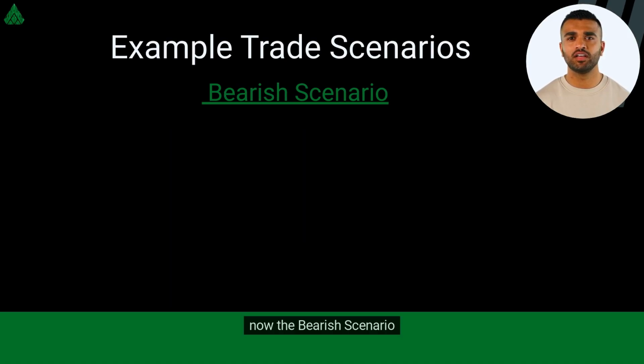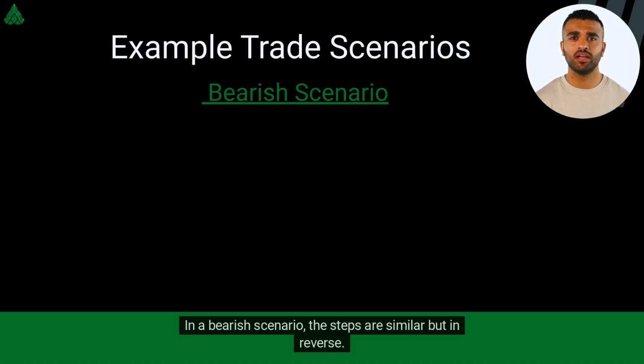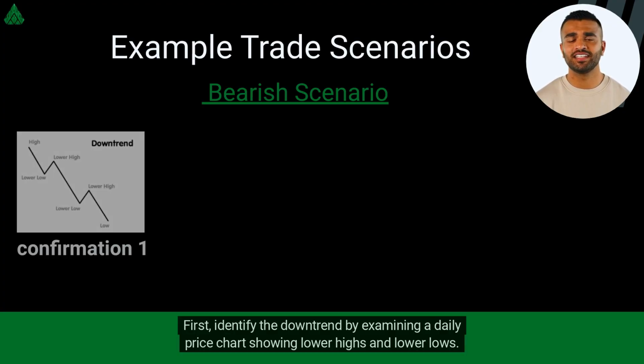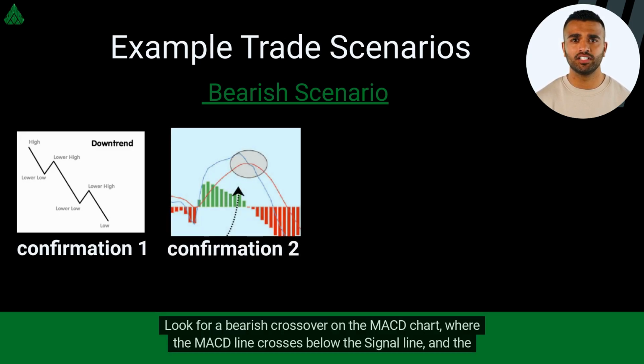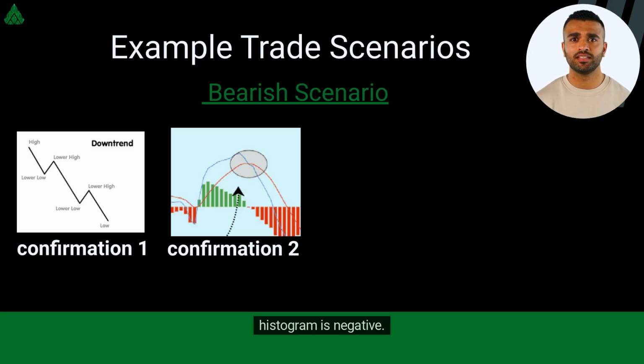Now the bearish scenario. In a bearish scenario, the steps are similar but in reverse. First, identify the downtrend by examining a daily price chart showing lower highs and lower lows. Look for a bearish crossover on the MACD chart, where the MACD line crosses below the signal line and the histogram is negative.